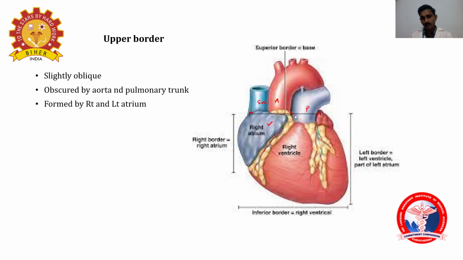So the left atrium is behind this. Both of these form the upper border of the heart. So what are the borders? Can we recollect the borders? We have a right border, a left border, an inferior border, and a superior border. Just like a box: right, left, superior, and inferior. The superior border is called the upper border.